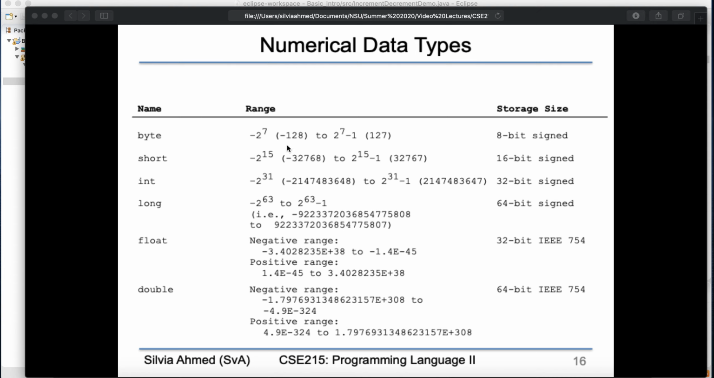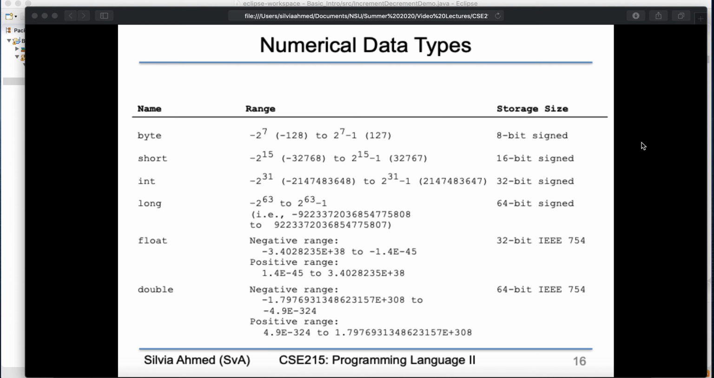So the range of values that it can have is minus 2 to the power 7, which is minus 128, to plus 2 to the power 7 minus 1, which is plus 127. Any values outside this range cannot fit into this byte type variable.